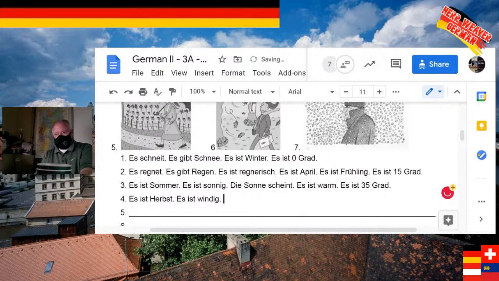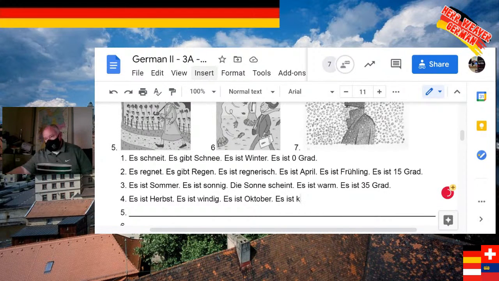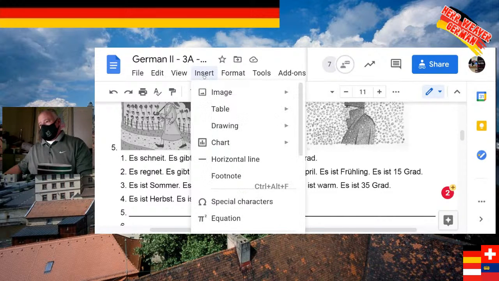We could say it's fall. October. Es ist Oktober. Can I say es ist kühl? Yes. Wait, so do you think it's like 50 degrees? So you could say 15 Grad? Oh wait, no. That's a little bit lower maybe. 13 or so. But you're real close though.